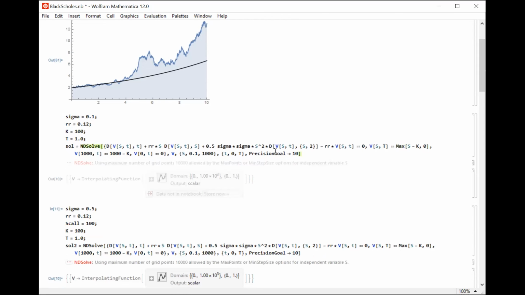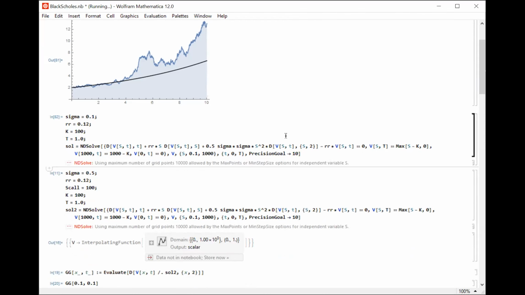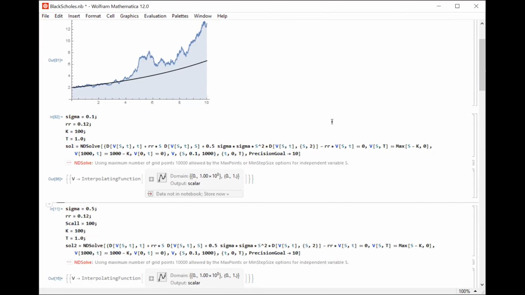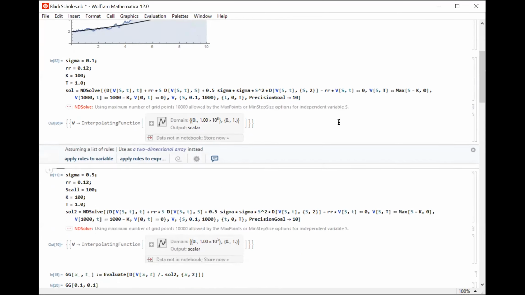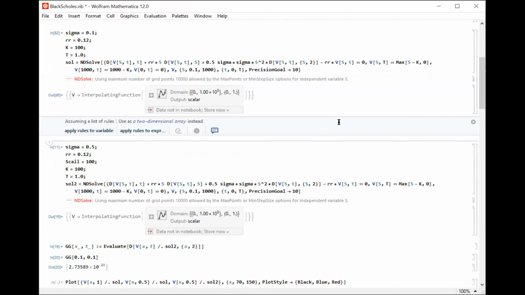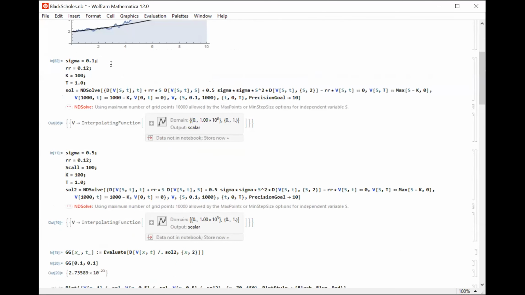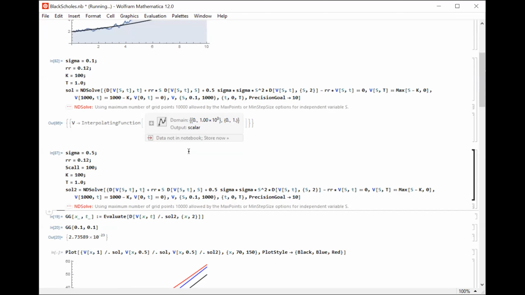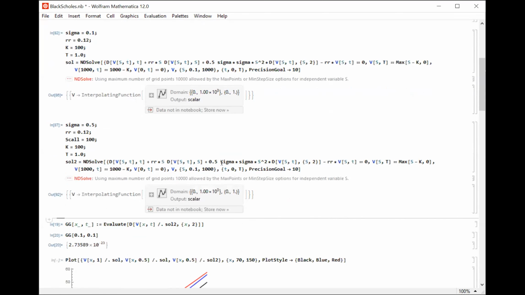And you can solve this with NDSolve, it's like solving a Schrodinger equation. It's actually kind of a tricky equation to solve. It's got convergence issues and things like that. But let's compare what happens if the volatility is 0.1 versus volatility is 0.5. A different volatility is what happens to the stock option price.